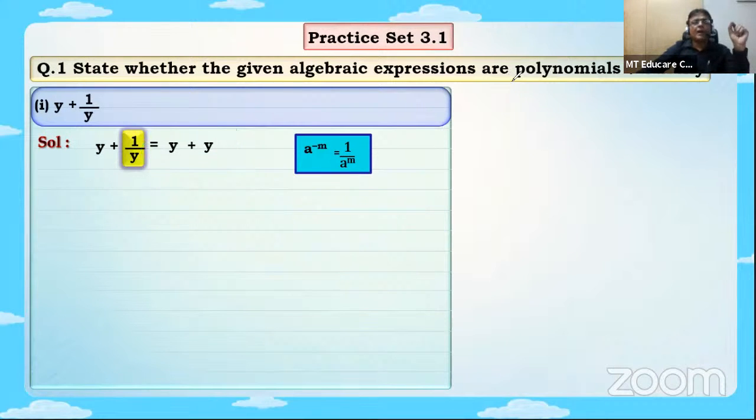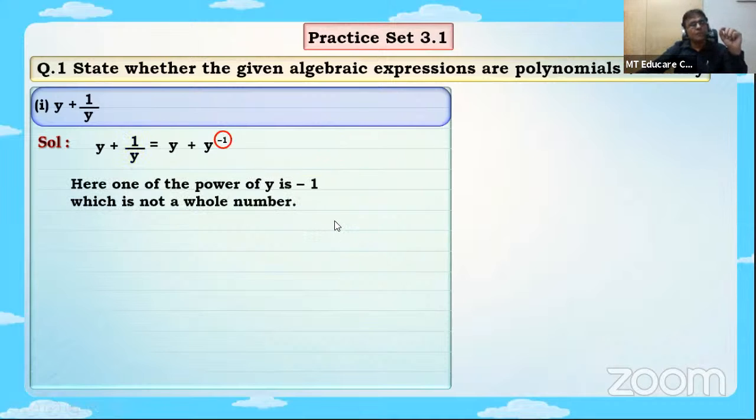It means this power is not a whole number, therefore it is not a polynomial. Reason: the powers of variables are not whole numbers, so it is not a polynomial. Understood, students? So two things are strictly not allowed. Which are the two things? Variable cannot be in the denominator, variable cannot be in the root sign. Everything else is allowed. Okay, why cannot be? Variable cannot be in the denominator. Followed, child? Okay, now look at the next one.